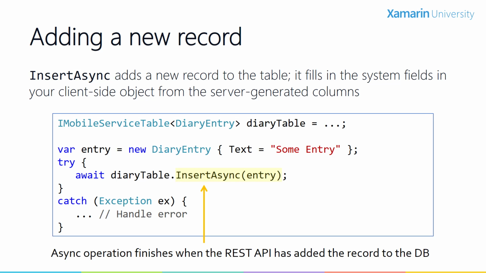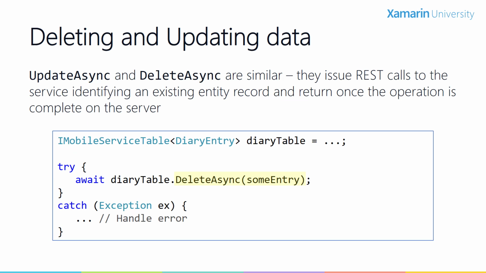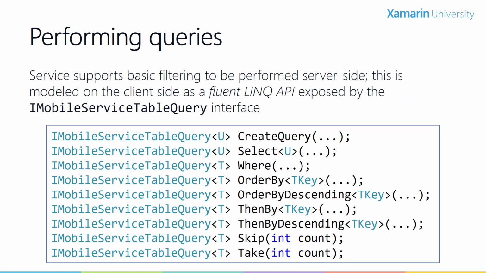Now, inserting, updating, pretty straightforward. Even deleting, pretty straightforward. We're going to grab that table instance from getTable, and we're going to call insert async. We're going to call delete or update async. These are pretty straightforward. Querying, however, gets a little bit interesting.